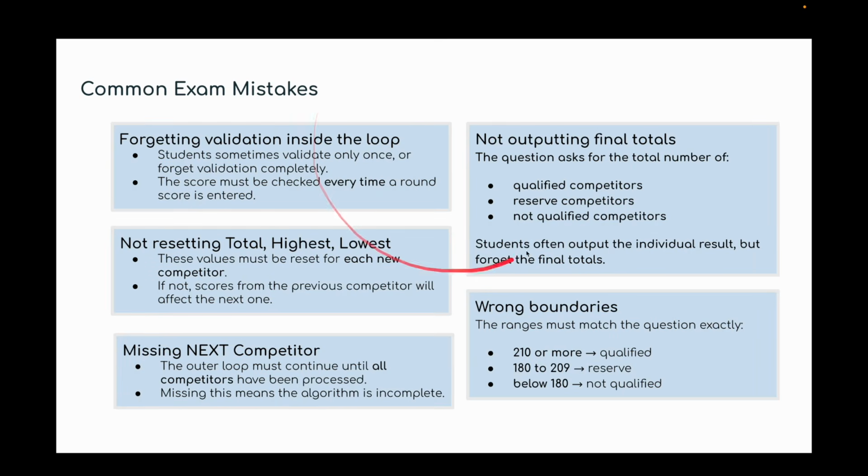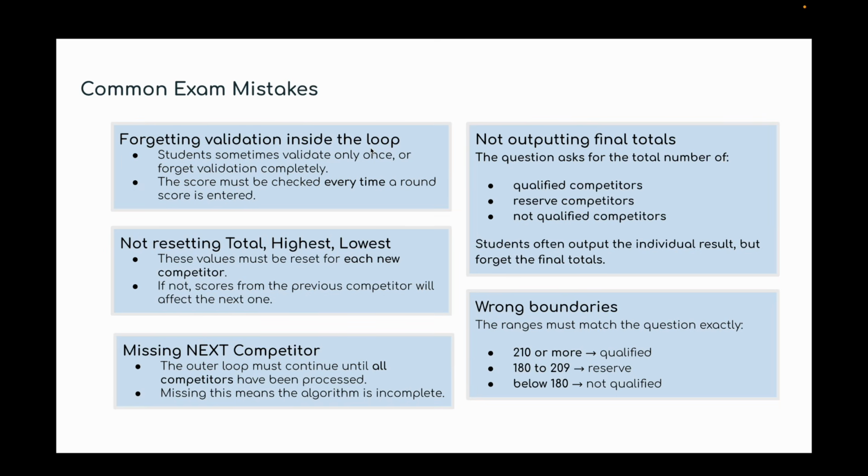Common mistakes. I'm going to share the full code with you on the next slide, but what I want you to consider: forgetting validation inside the loop. If it's asking for a value, just make sure you're using repeat until. That's usually a good one. Repeat until there's a score between this and this, or there's an amount between this and this.